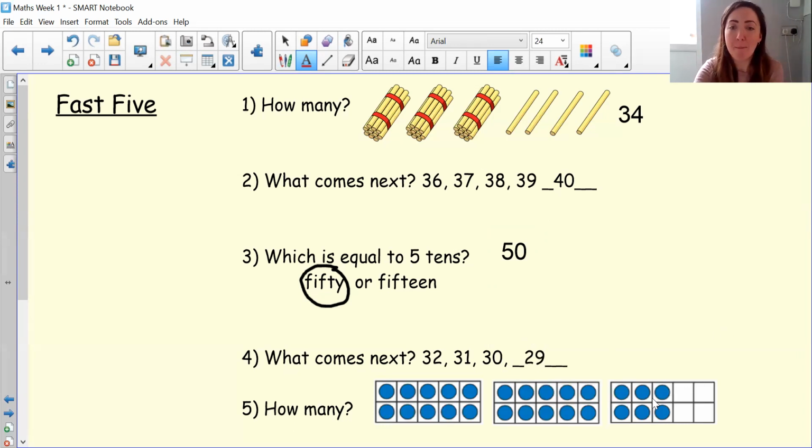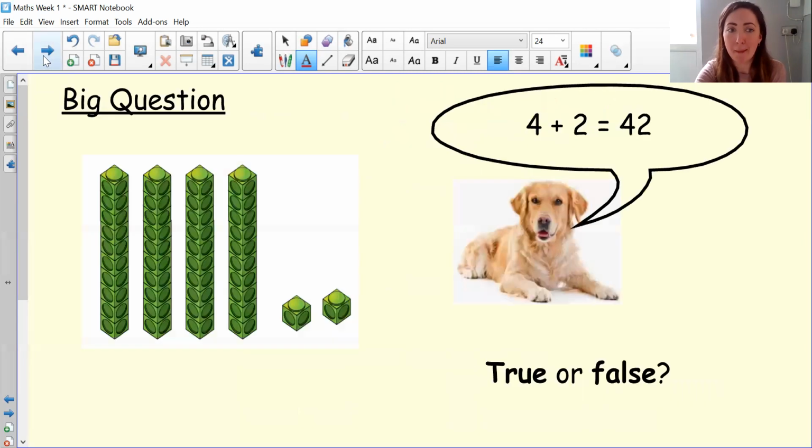And then number 5, how many? So again, I can see that we've got 2 ten frames that are full and then some more. So we've got 10, 20, 21, 22, 23, 24, 25, 26. Okay, well done if you got all of those right. If not, just keep practicing.